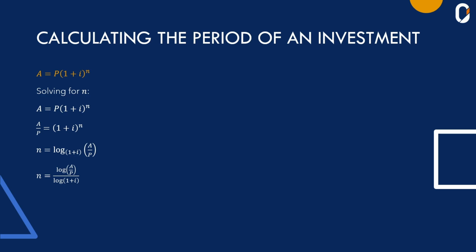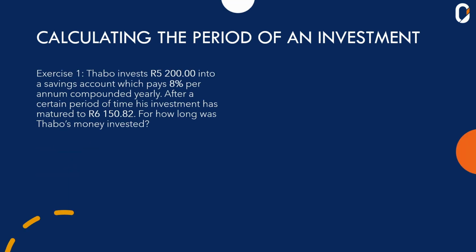Now, let's jump straight into an example. Exercise 1. Tabo invests R5,200 into a savings account which pays 8% per annum, compounded yearly. After a certain period of time, his investment has matured to R6,150.82. For how long has Tabo's money been invested? Let's take a look at the solutions.